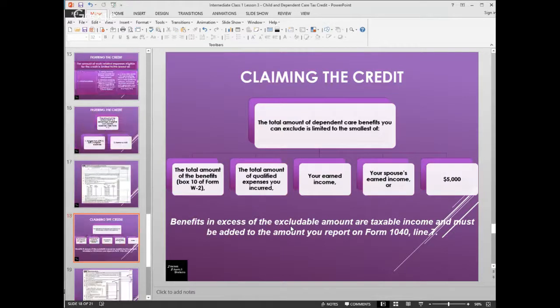So to claim the credit, you're going to take the total amount of dependent care benefits you can include, and it's limited to the smallest of the total number of benefits, the total amount of qualified expenses you incurred, your income, your spouse's income, and $5,000. This is with the dependent care benefit if that's part of what your employer offers.